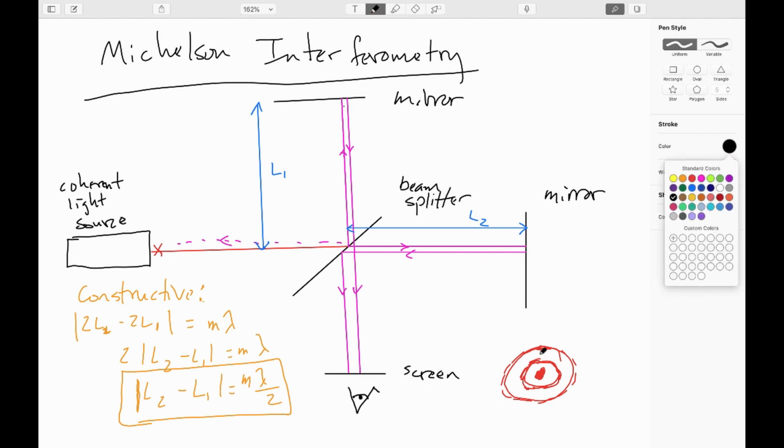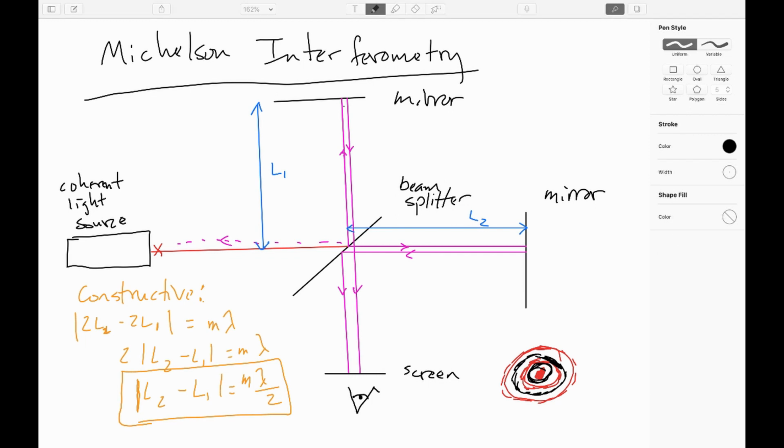But usually, in a lot of applications, what you do is you adjust the distance L2 by turning a screw or something like that. And what you'll do is you'll see an oscillation between constructive and destructive interference. This is especially common if you're using this to measure the wavelength of the light you're looking at.